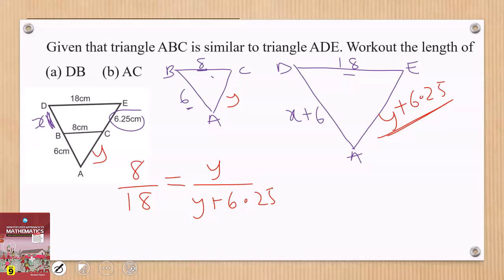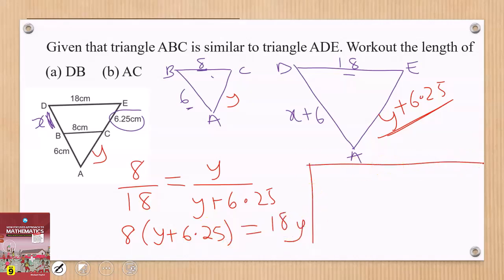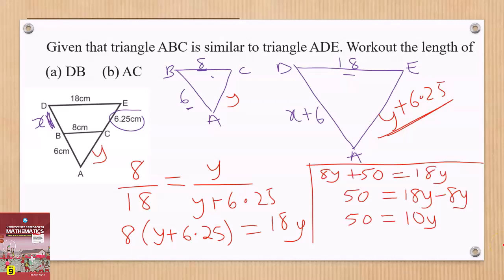And once again, we can do cross multiplication and say 8 into brackets y plus 6.25 is equal to 18y. So we expand this. In fact, I want you to take your time to multiply 8 times y and 8 times 6.25 and equate everything to 18y and make y the subject. When you finish everything successfully, this should be your answer. So then your y becomes, dividing both sides by 10 here, then we have 5 centimeters for the y, which represents our AC.